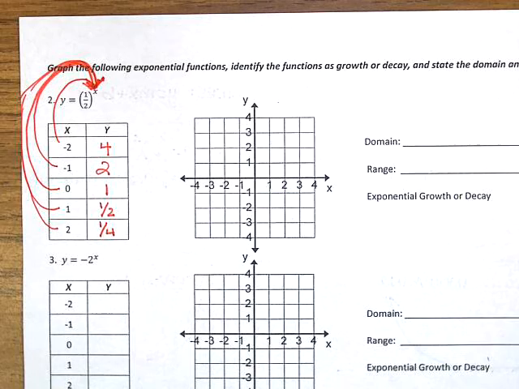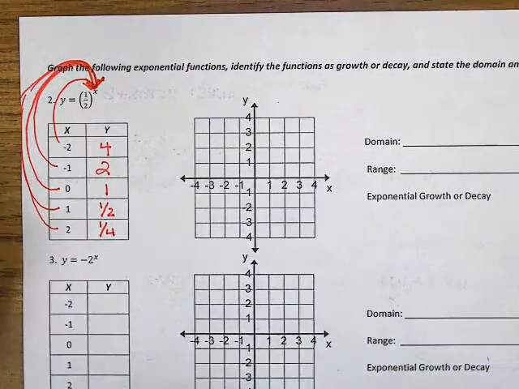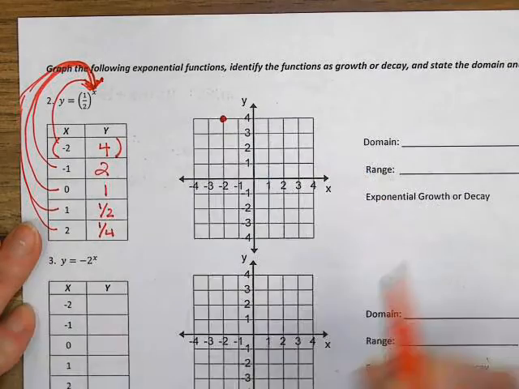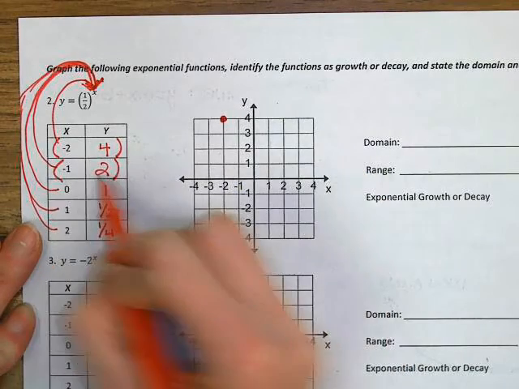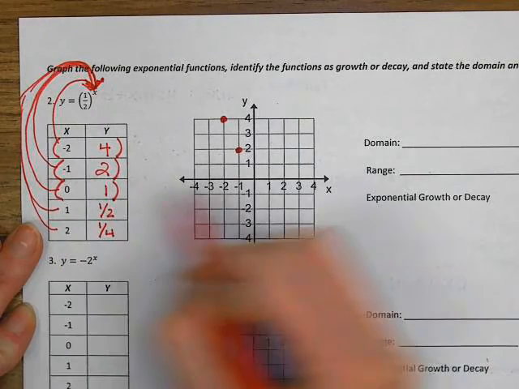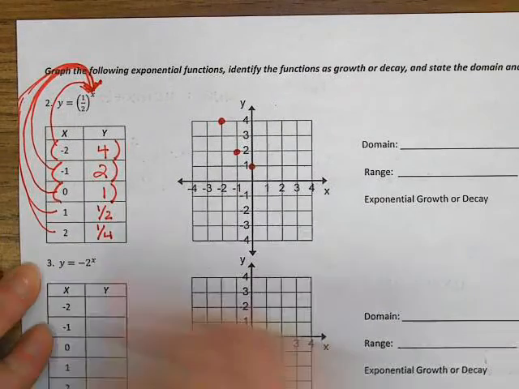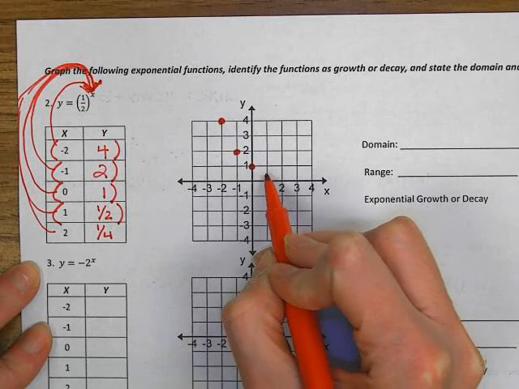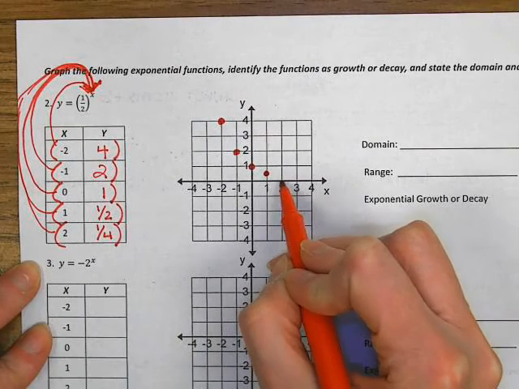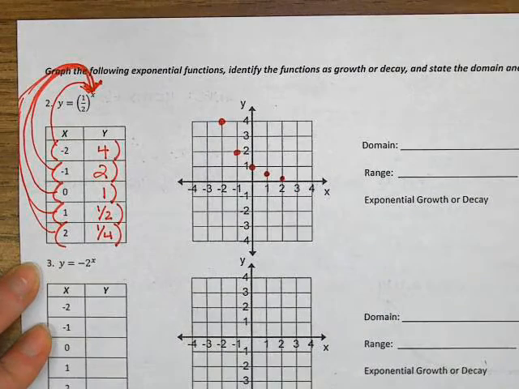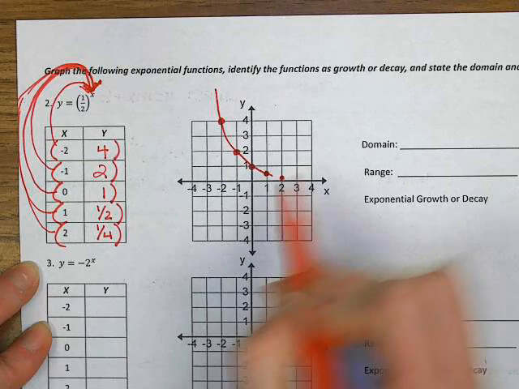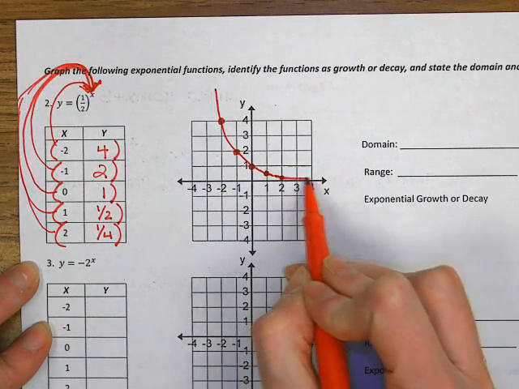All right, all we have to do is plot these points. So we make a point at negative 2, 4. We make a point at negative 1, 2. We make a point at 0, 1. We make a point at 1, half way up. And we make a point at 2, a quarter of the way up. And then you connect your dots in a curvy fashion and never let them cross 0. So it levels off at 0.